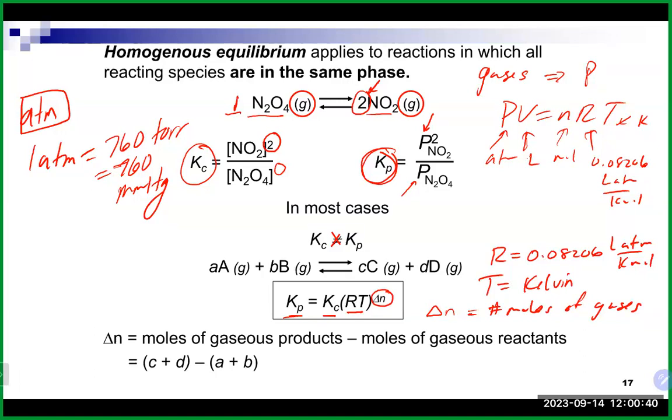And that's really important. So for example, if I had 2A goes to B, delta n in this case would be... I heard -1, I heard 1, I heard 42. No, I didn't hear 42.